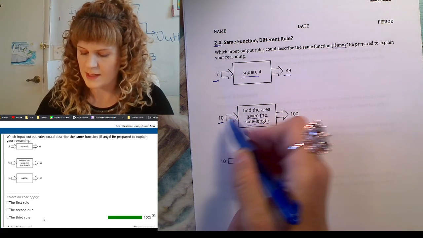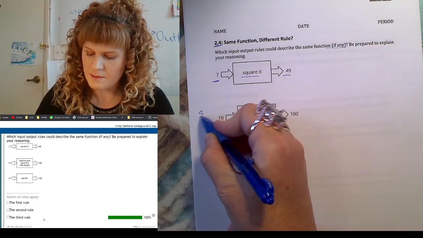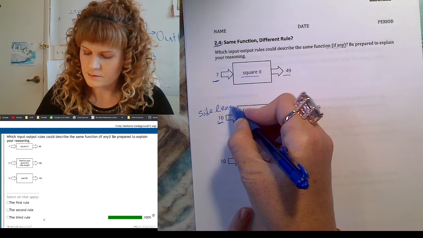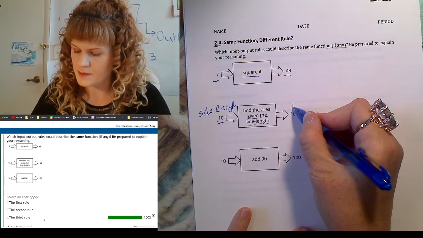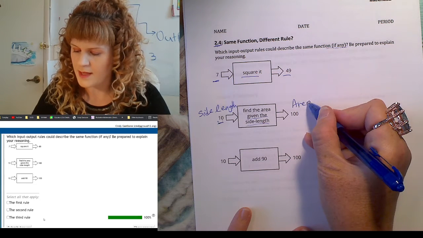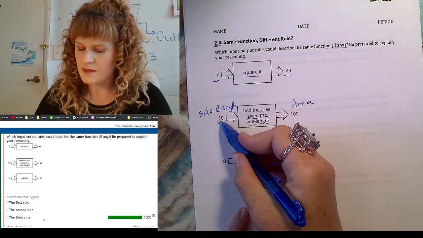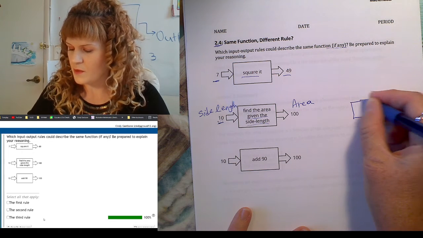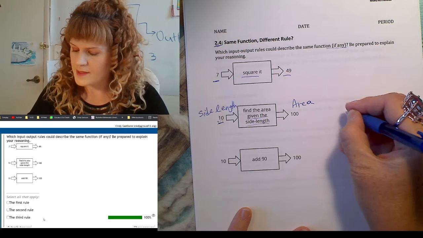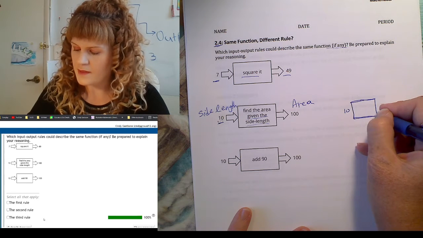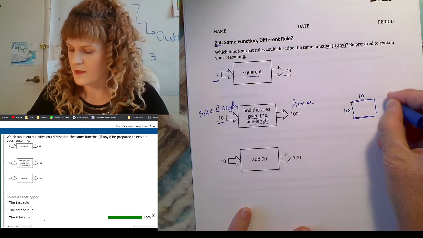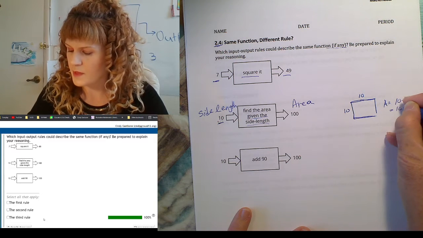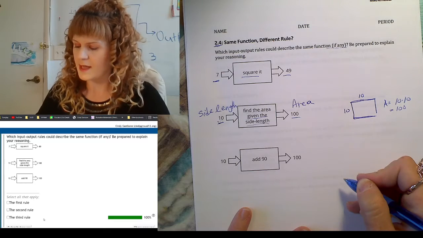Does that mean the side length would be 10? That means side length equals 10, and then this would be the area. Okay, I got it. So 10, I'll draw a picture. Imagine it's a square, and the side length is 10. Then the other side length is 10, so the area equals 10 times 10, which equals 100. Okay, I see, I got it.